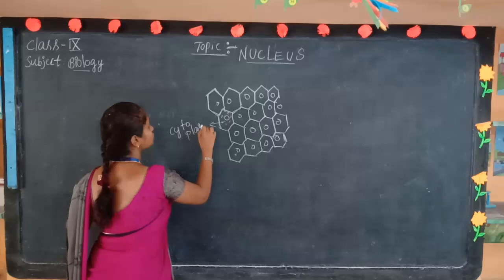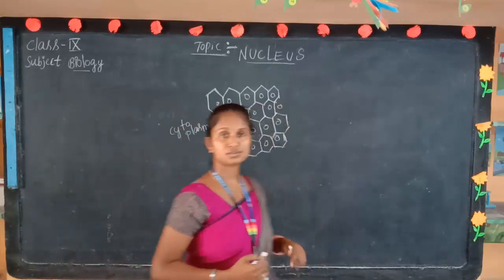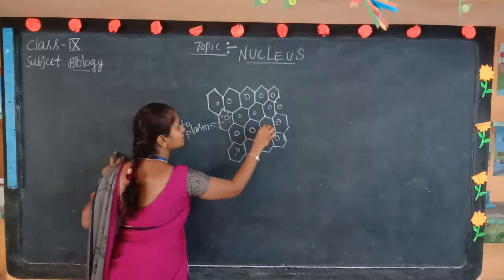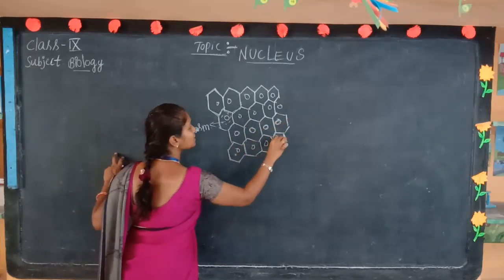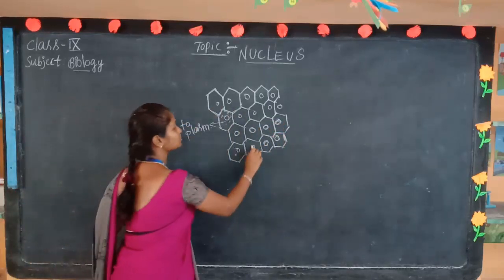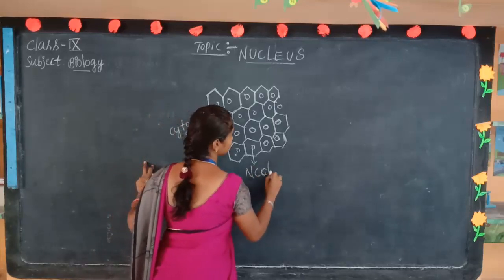cytoplasm. This cytoplasm we will discuss in the next session also. And I drew some small round-like structures. These are nothing but the nucleus. That nucleus is what we are going to discuss in this session.